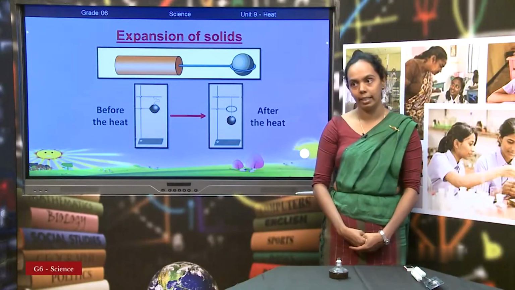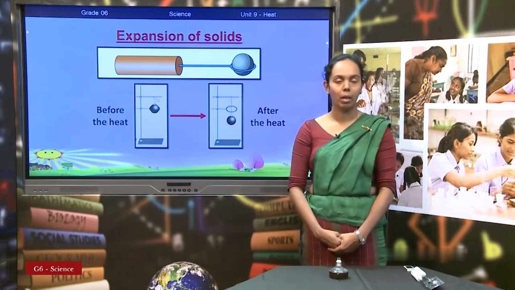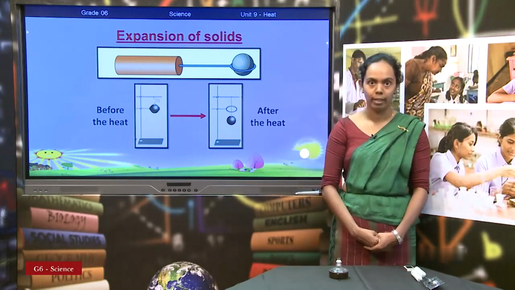Now we will see why, after heating, this marble can pass through this loop. When we are heating, the loop becomes larger. Because of that, the marble can pass through this loop. If something becomes larger in size, we call it expansion.